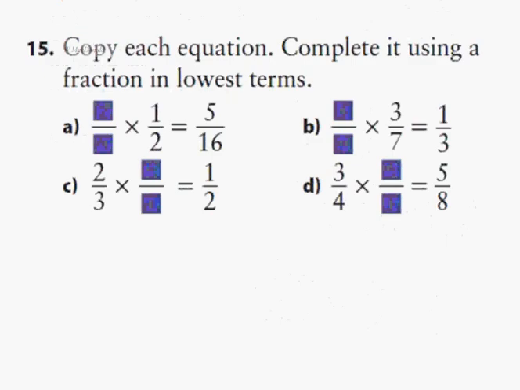Question 15. I hope I can do this right. Question 15, what are the missing fractions? So for the first one, it's fairly easy. 1 times 5 is 5. 2 times 8 is 16. So the missing fraction was 5/8.